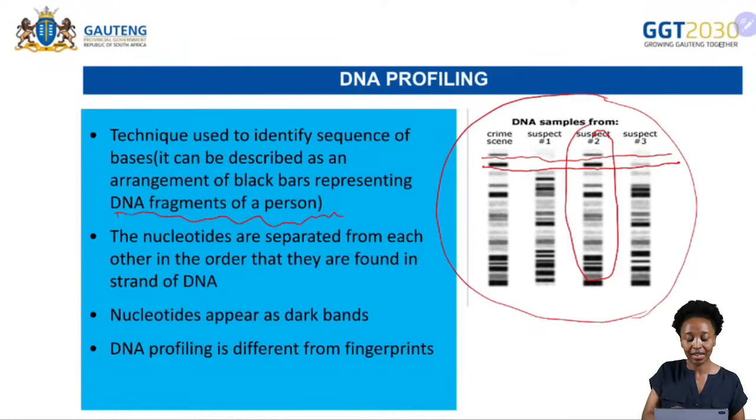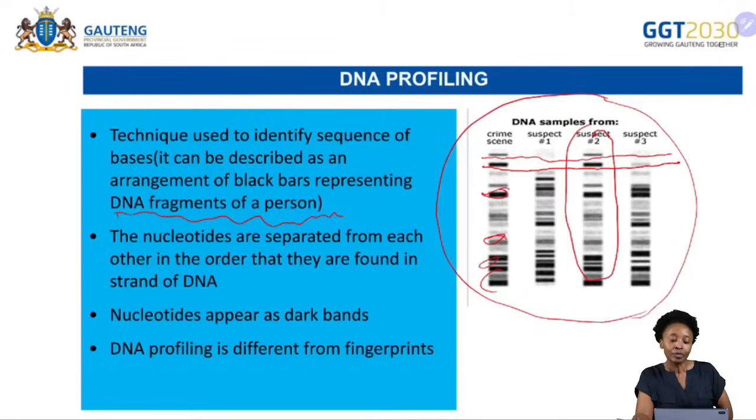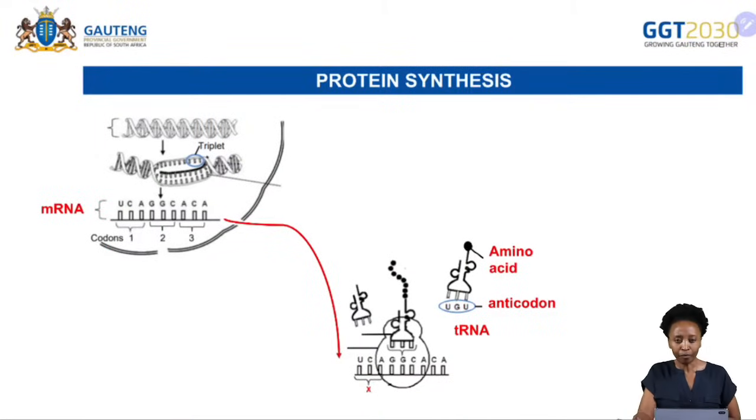The nucleotides are the ones that appear as the dark bands as you see here on the DNA profile. Now, moving on. The other commonly asked question is protein synthesis. Even here, it's very rare that you will get a straightforward question where you will be asked to describe how translation takes place or how transcription takes place.